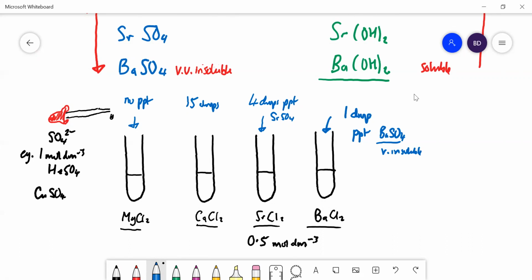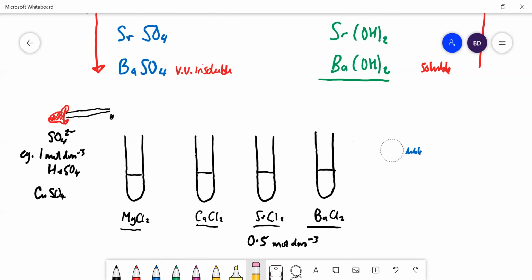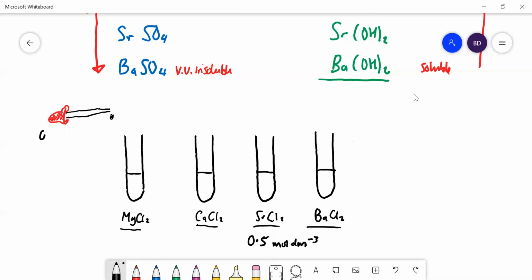You can repeat this experiment, so I'm going to rub that out, and I'm going to do it in green now because that's the hydroxide. This time we're not going to add drops of something containing sulfate ions. We're going to add drops of a solution containing hydroxide ions, and there's only really one choice for that: OH minus ions in solution. You would almost certainly use sodium hydroxide for that. Potassium hydroxide is also soluble. All the other hydroxides are insoluble, so you wouldn't use them. So add drops.